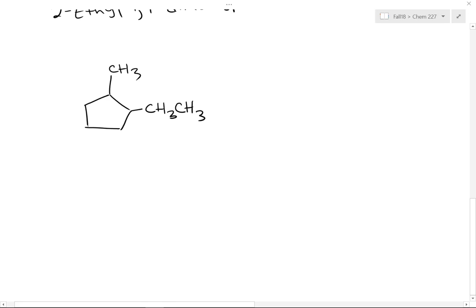So we have a 5-member ring here, so immediately it's going to be a cyclopentane. We have an ethyl and we have a methyl. We're going to name this as a 1-ethyl-2-methylcyclopentane. We really cannot forget that cyclo there.